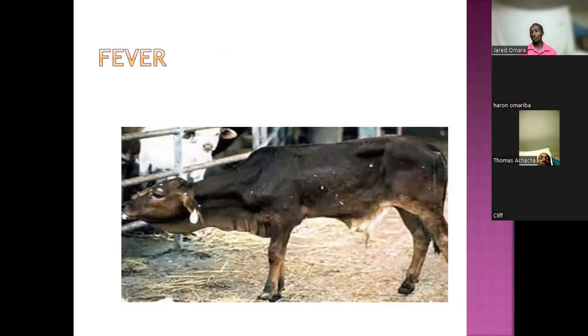Then we have fever. Once you see a cow with fever, that is symptomatic to ECF, and it can be determined by using a thermometer. There are two areas where you can determine the temperature of a cow: through the anus or the front part of the leg in between. Also, when it is experiencing high temperatures, you can see it breathing to and fro heavily, with difficulty. That is a sign of high fever.